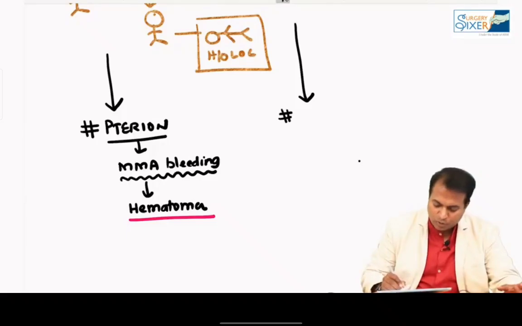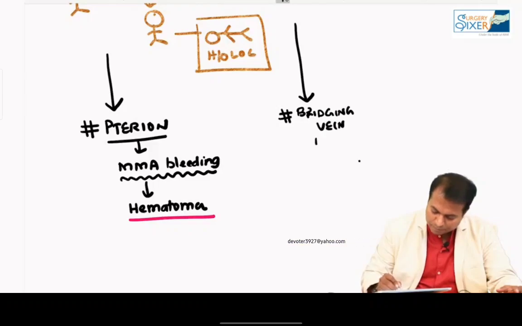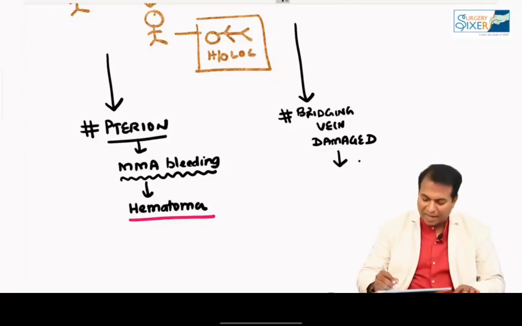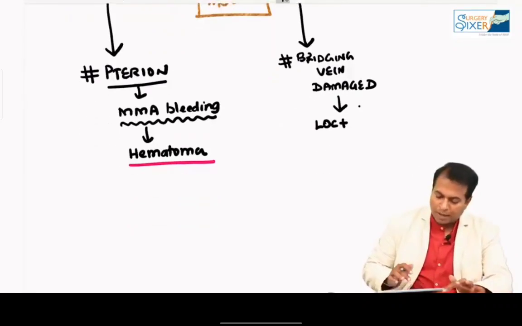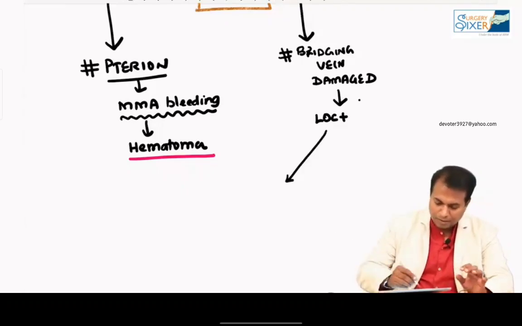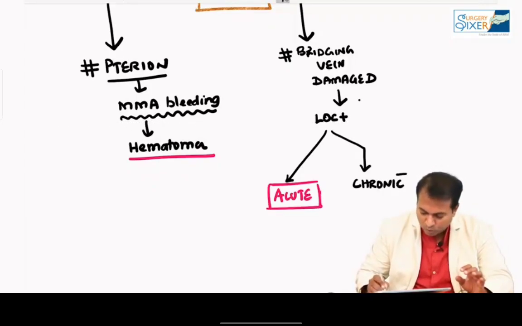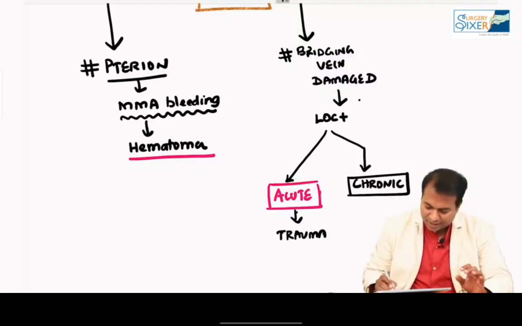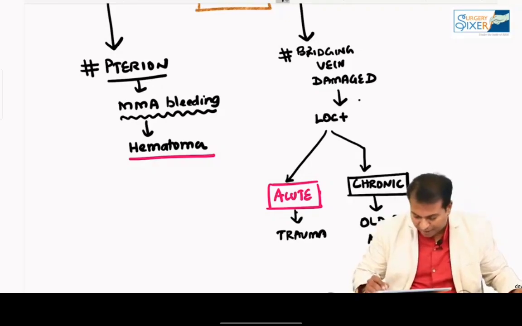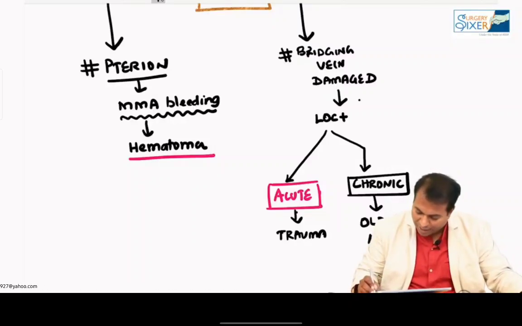On the other hand, SDH is due to bridging vein damage. If the bridging vein gets damaged, there is compression directly on the brain, so there will be LOC from the time of injury. SDH can be further divided into two types: acute SDH and chronic SDH. Acute SDH usually follows trauma. Immediately after trauma there is bridging vein damage and there is acute SDH. Chronic SDH is seen in old people taking anticoagulants. Even trivial trauma, like hitting a small door, they will immediately get a chronic SDH.